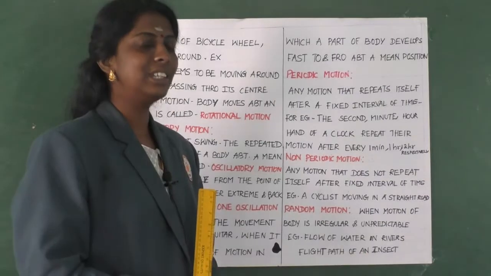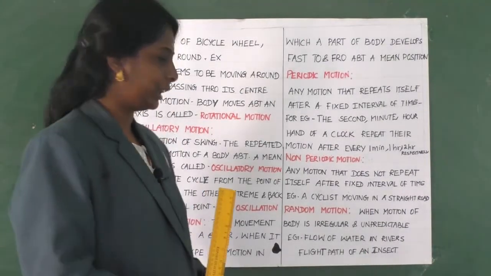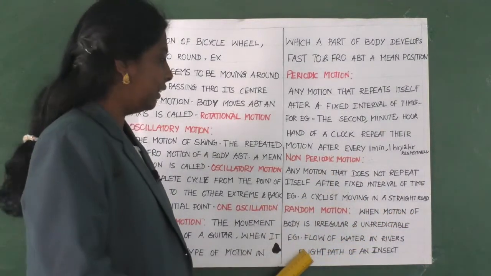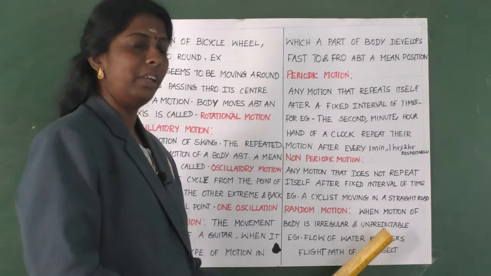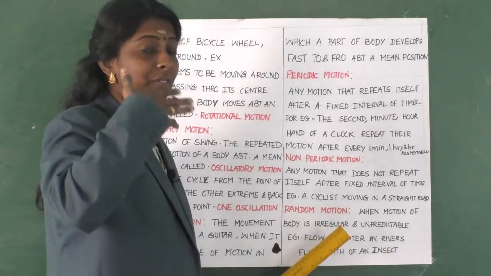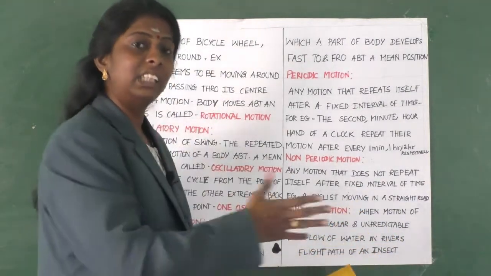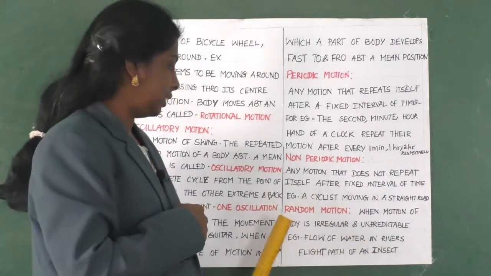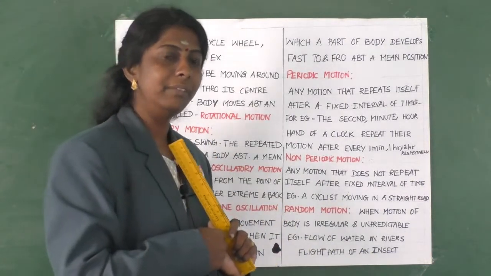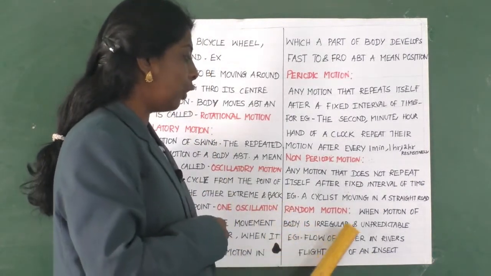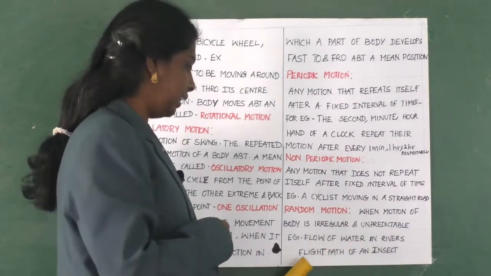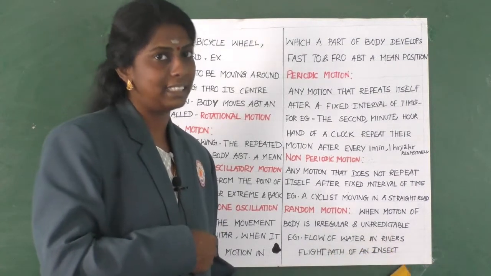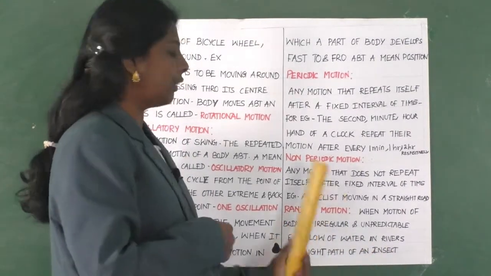Clear, children? Now about random motion. What is this random motion? When the motion of the body is irregular and unpredictable. We don't know in which direction it will flow, in which direction it will fly. Those types of movement come under random motion. For example, flow of water in rivers and flight path of an insect.